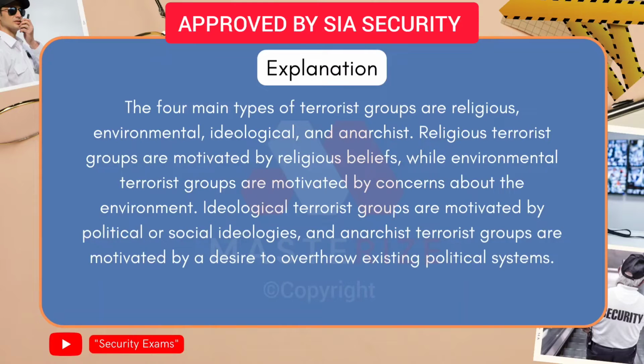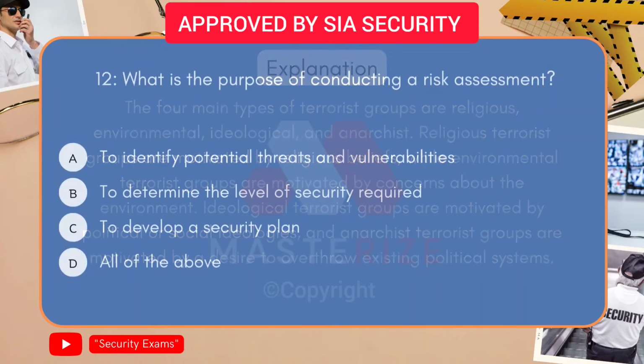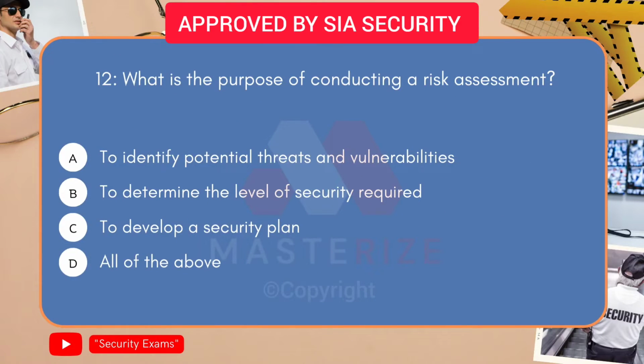Religious terrorist groups are motivated by religious beliefs, while environmental terrorist groups are motivated by concerns about the environment. Ideological terrorist groups are motivated by political or social ideologies, and anarchist terrorist groups are motivated by a desire to overthrow existing political systems. What is the purpose of conducting a risk assessment?